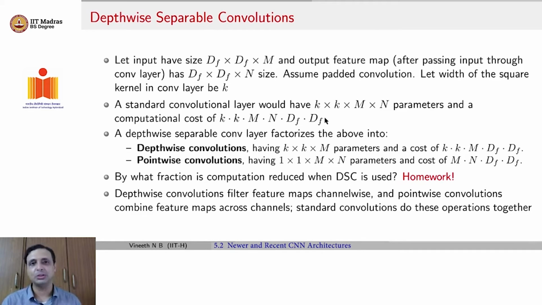Remember, even in separable convolutions, instead of using a 3 cross 3 filter, which may have 9 computations, if you do a 3 cross 1 filter followed by a 3 cross 1 filter along the other dimension, you're going to have 3 plus 3, which is 6 computations. It's a very similar principle here, and you can work out what fraction of computation is reduced. To summarize, depthwise convolutions filter feature maps channel wise, and pointwise convolutions combine the feature maps across channels. Standard convolutions try to do both in the same step.